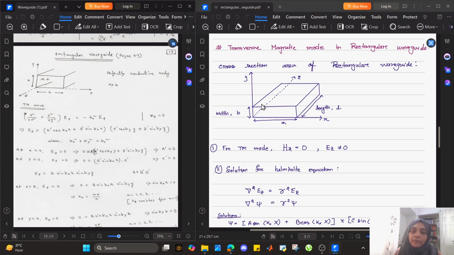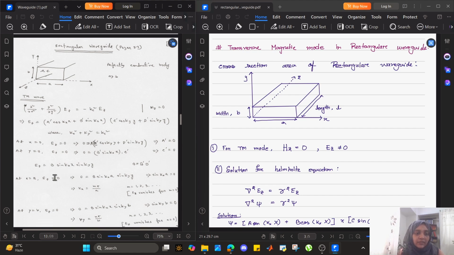So as these portions are 0 here, we have to take all of these values, at x equal to 0, x equal to a, y equal to 0, y equal to b. Using these boundary conditions, we have to derive the values of A, B, C, and D. If we put x equal to 0, Ez is equal to 0, the electric field is also 0. Putting this into the Ez equation, we get A prime equal to 0. Similarly, if we put y equal to 0, Ez equal to 0, we get C prime equal to 0. This leaves Ez equal to B sin kx x sin ky y.